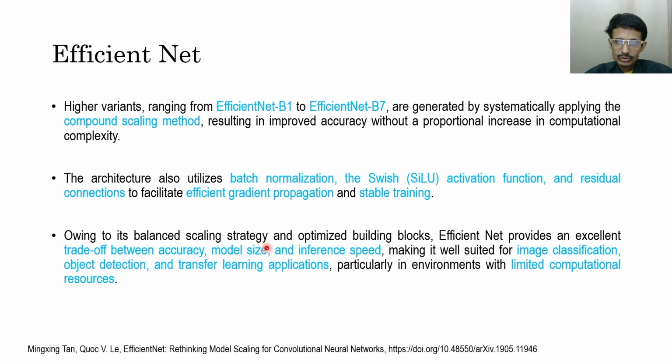Due to its balanced scaling strategy and optimized building blocks, EfficientNet provides an excellent trade-off between accuracy, model size, and inference speed, making it well suited for image classification, object detection, transfer learning applications, and so on, particularly in environments with limited computation. So this is the basic definition.